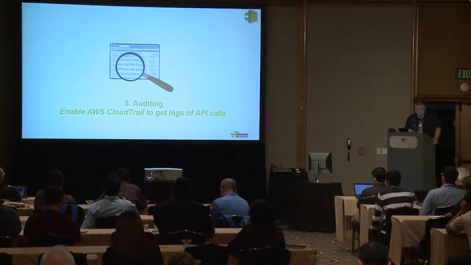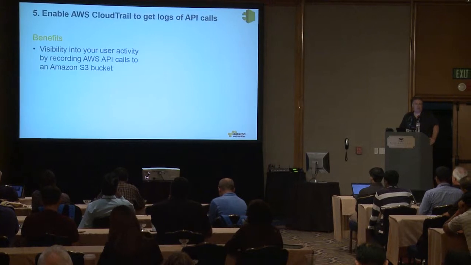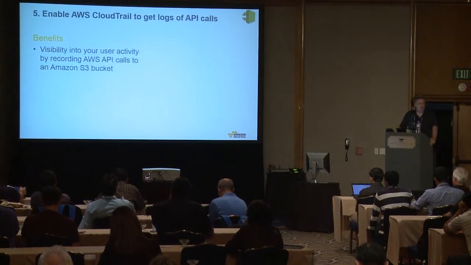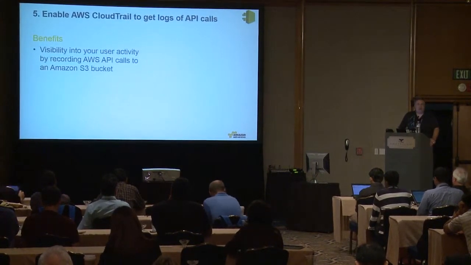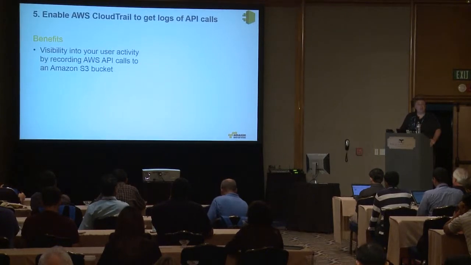Auditing. So we're going in, we define users, we create groups, we set permissions, they go in and do a bunch of stuff in your environment. How do you know what they've done? How do you know what they've tried to do? This is where CloudTrail comes in, or the auditing technology that we have. And it's fairly easy to set up.